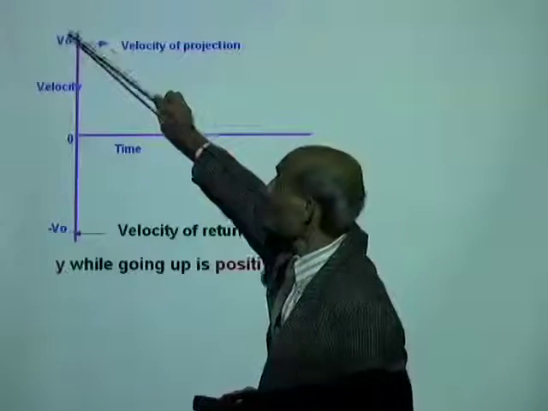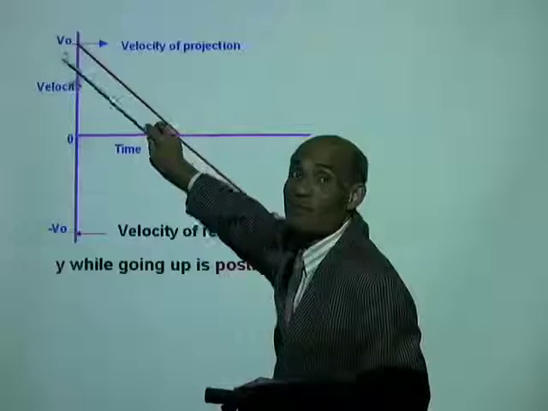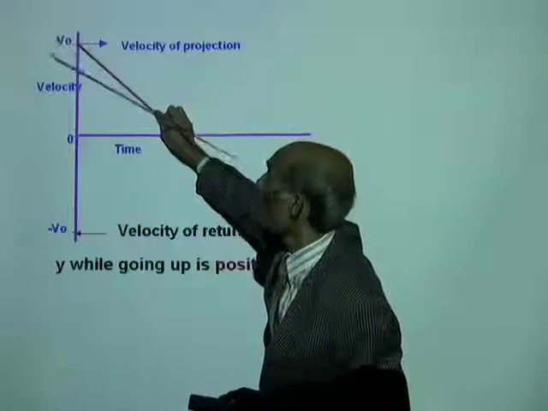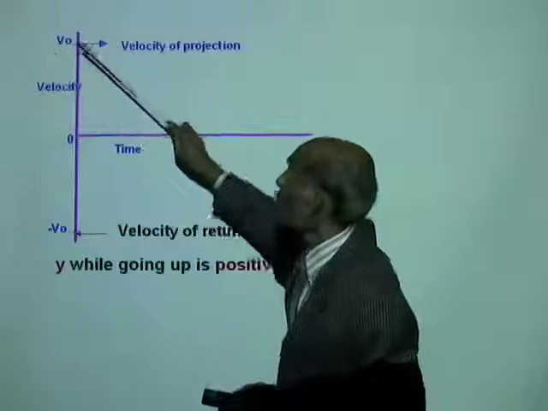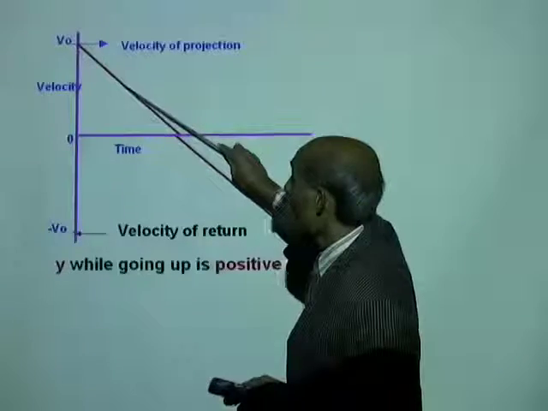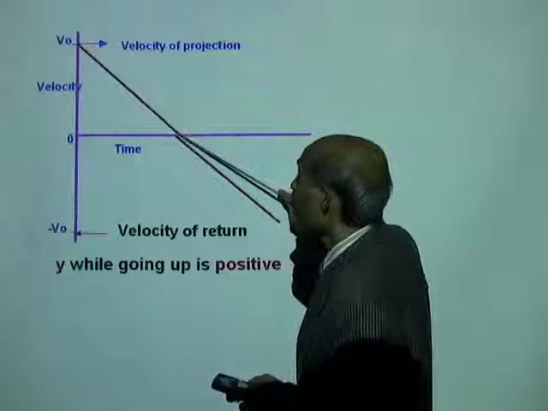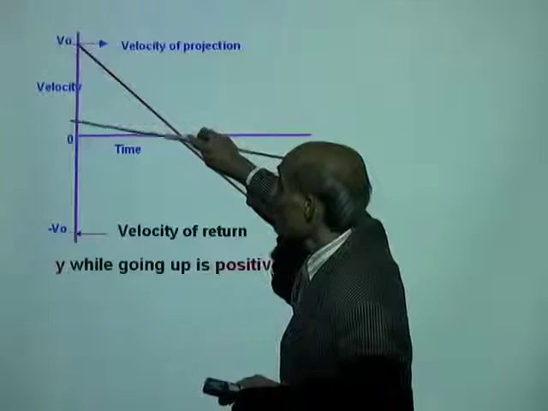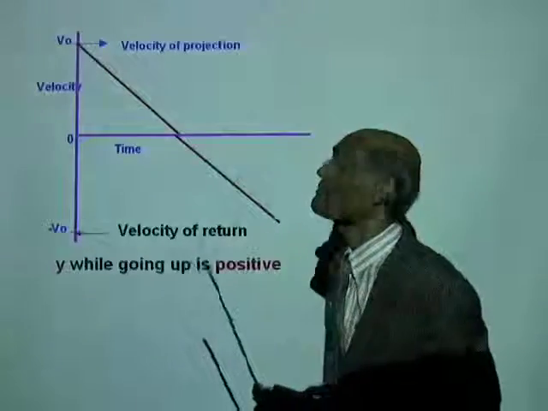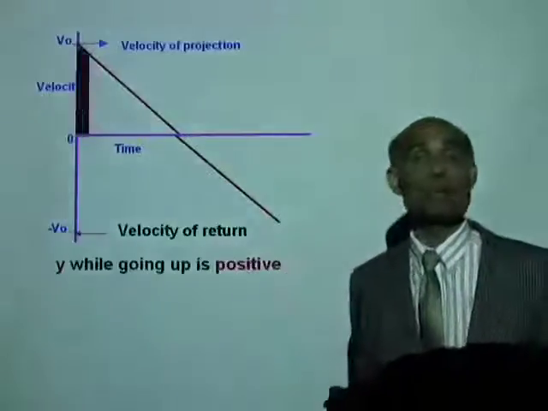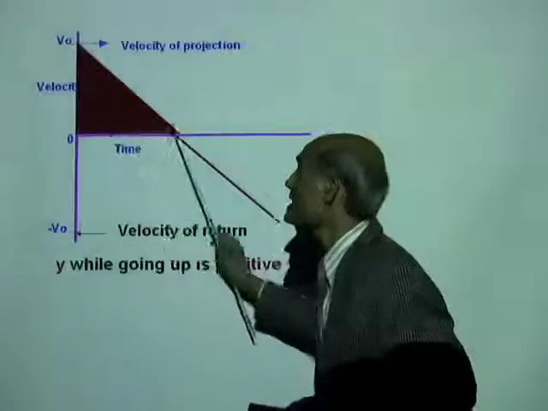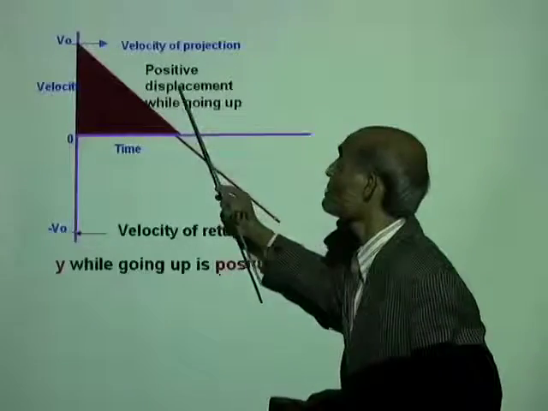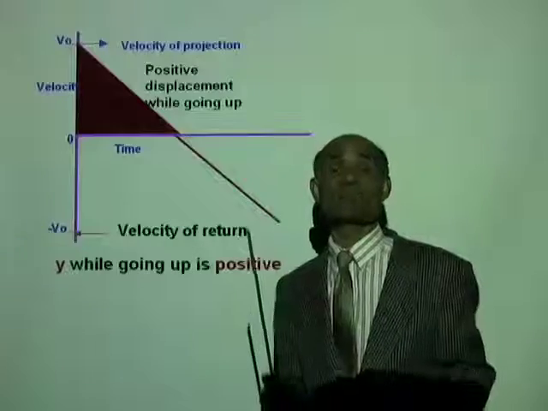You know that we can actually do it right here. The displacement is given by the area under the velocity graph. So this is the velocity of the object while going up. At the maximum height, the velocity is 0. If you measure the area under that graph, it will give the displacement while going up. So look at that, I shaded that area. This area represents the positive displacement while going up.